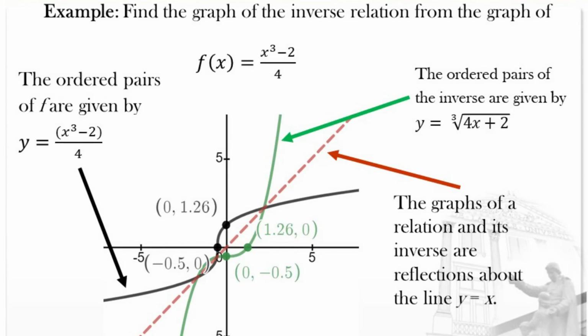Okay, let's proceed. Find the graph of the inverse relation from the graph of the function f of x equals x cubed minus 2 over 4. So the black graph is the original function, and the green one is the inverse of that function. The graphs of a relation and its inverse are reflections about the line y equals x.